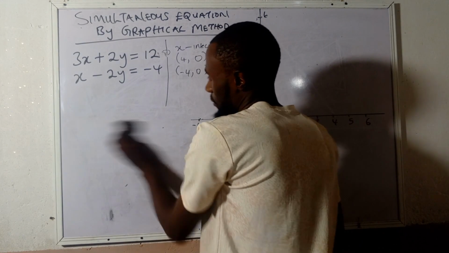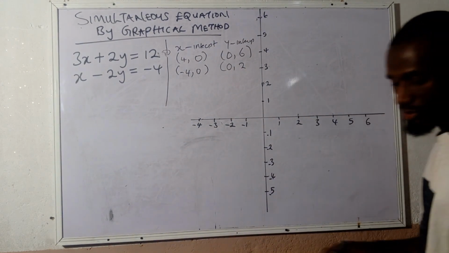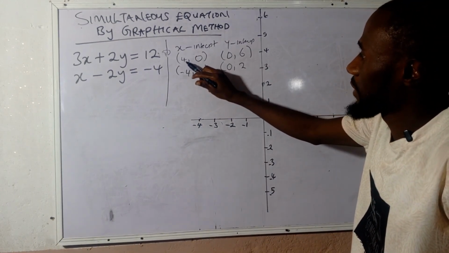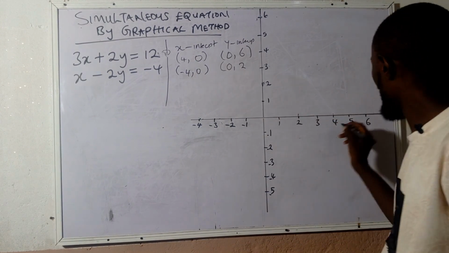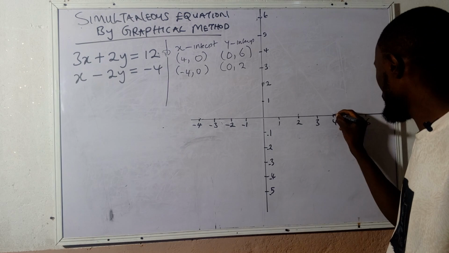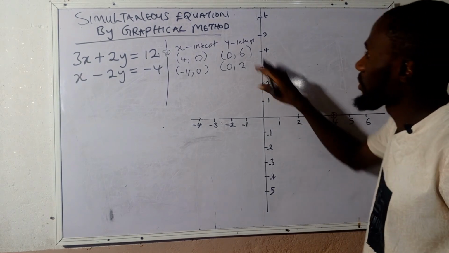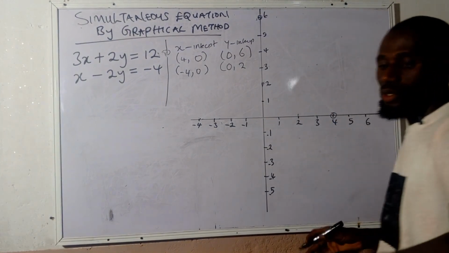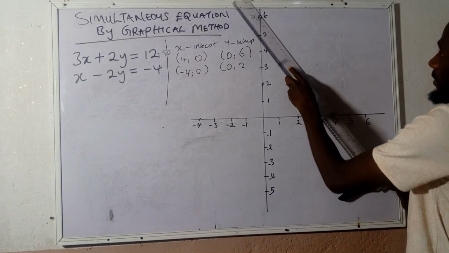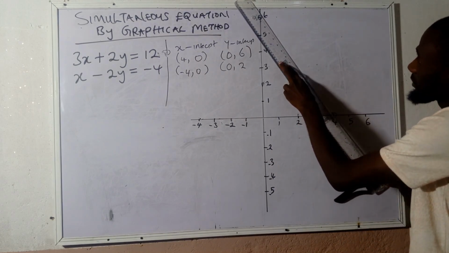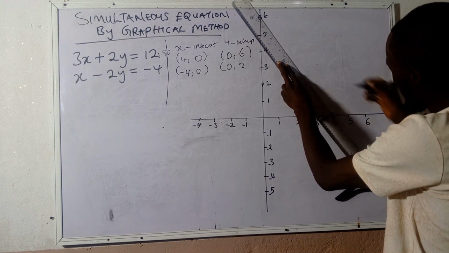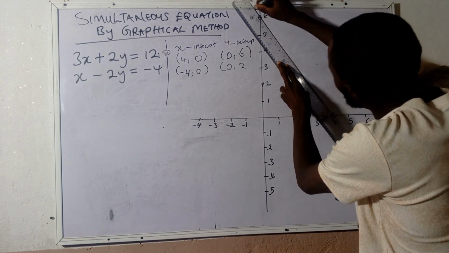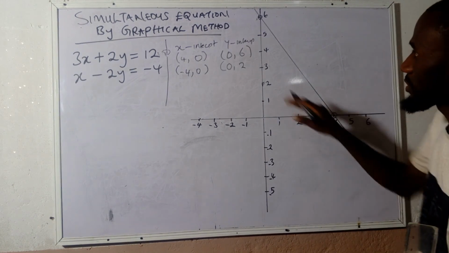Then we are going to use this to solve the simultaneous linear equations graphically. We check when x is 4, then y is 0. That is the point on the x-axis. Then y is 6 when x is 0; this is the point 6. Then you draw a line crossing 6 and 4. You place your ruler and draw a line passing through. That is the first equation we solved.